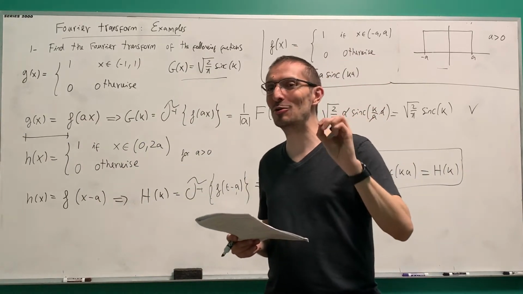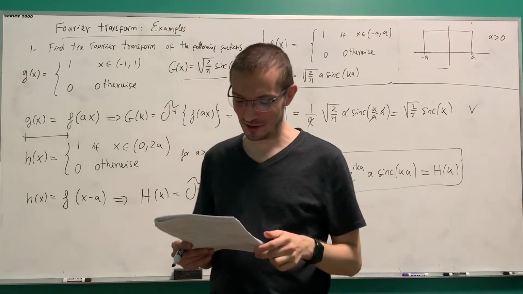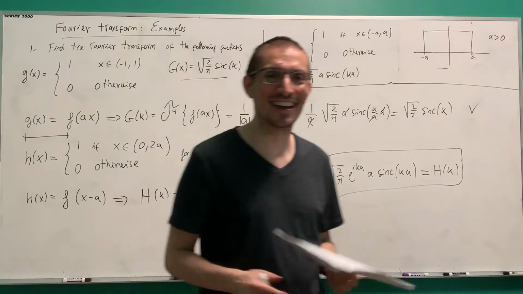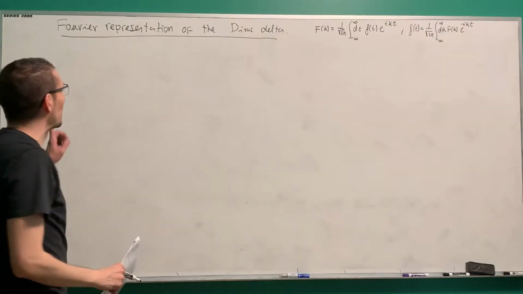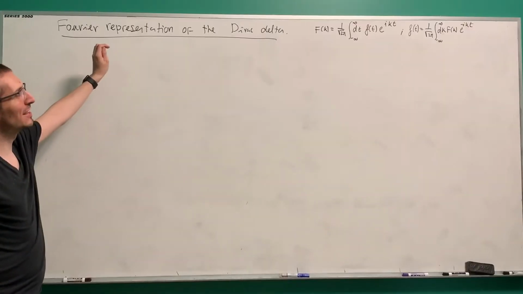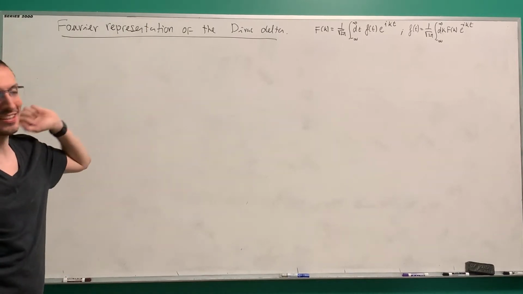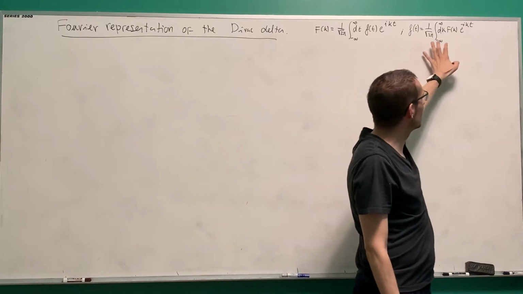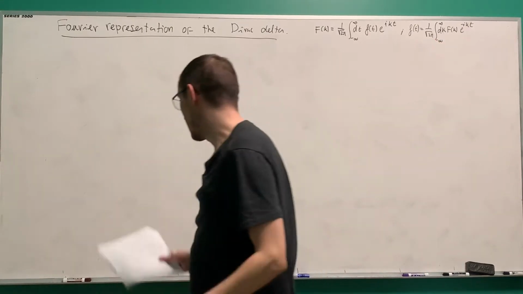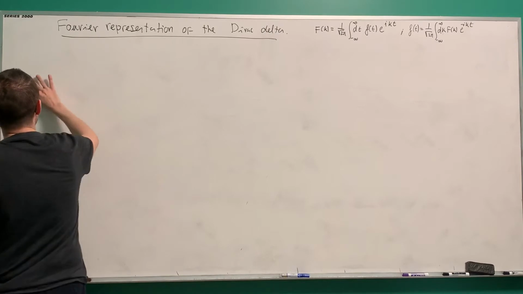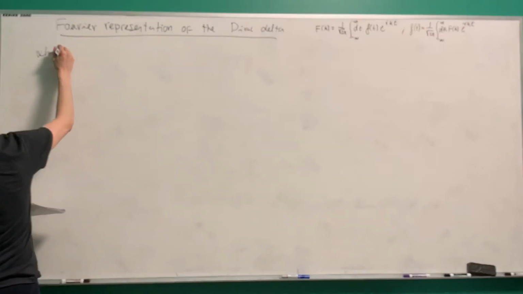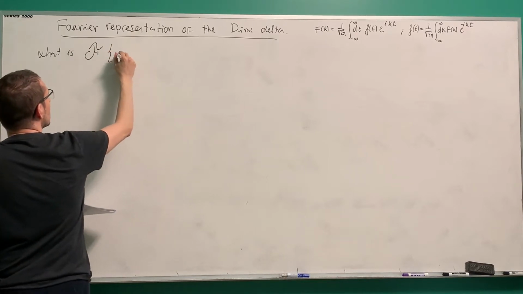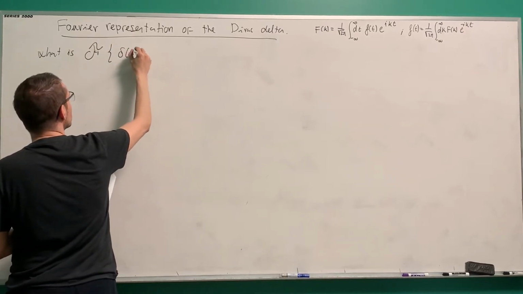But let's go to slightly more interesting notions. Let's revisit now the Dirac delta, shall we? Let's go there. I call this the Fourier representation of the Dirac delta. I have here as a reminder the definition of the Fourier transform and the definition of the inverse Fourier transform. Now, let's ask an innocent question. What is the Fourier transform of the Dirac delta of t?